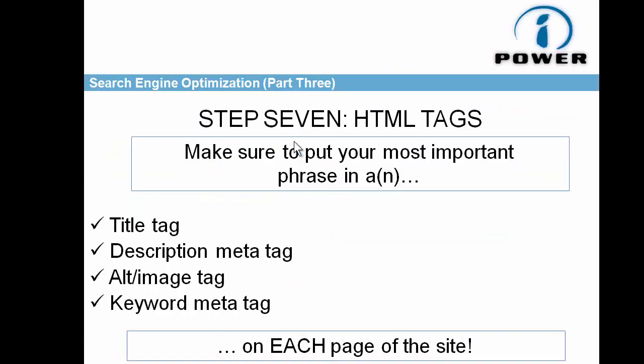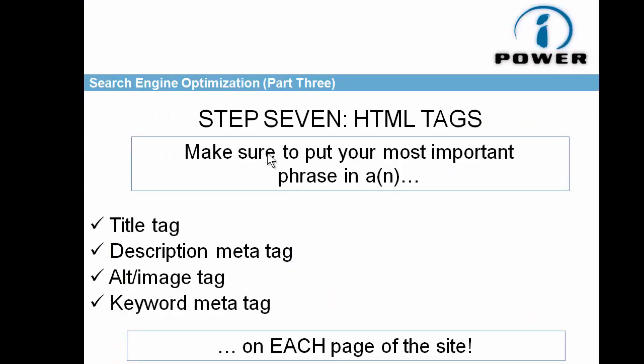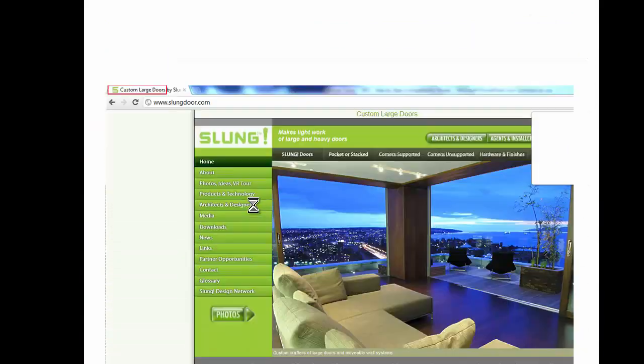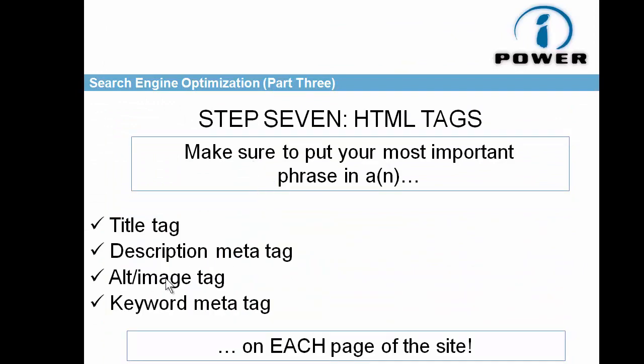So once again, as you can see here, we need to put your most important phrase in a title tag, the name of your website. This is the name of your website. This is the title tag. Then we also need to put your phrase in the description meta tag. This is your description meta tag. And then we also need to put your phrase in the image tag. I just showed that to you, and in the keyword meta tag. Don't forget those 4 tags. That is how you say to Google that this website is all about large doors. And you remember we said that when speaking to Google you have to be targeted. Well, that's an example of how you become targeted.